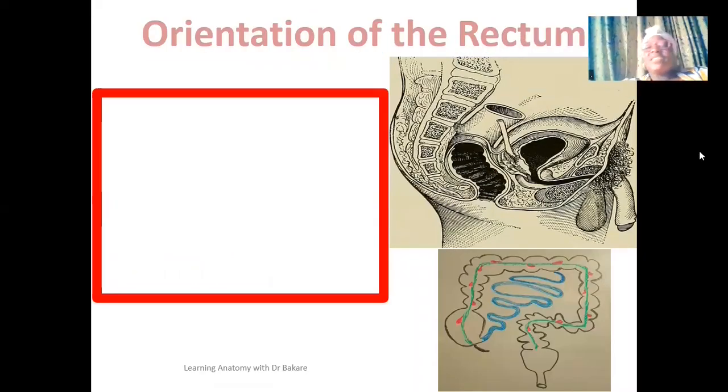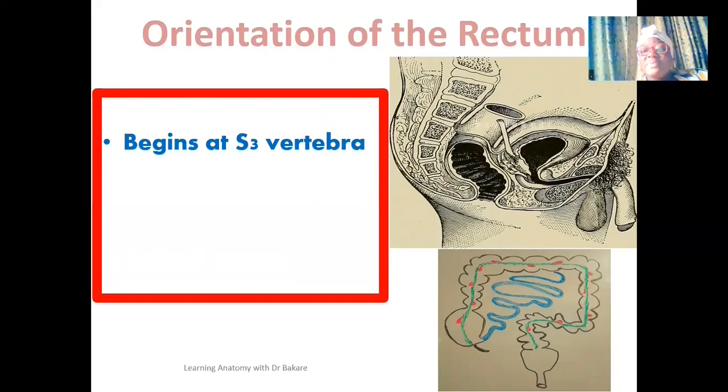So going further on the orientation of the rectum, where does the rectum begin from? The rectum begins from the level of the third sacral vertebra. So this is where it begins from. And in this image here, this is where it begins from, just inferior to the sigmoid colon. This also tallies with the level of the third sacral vertebral bone.